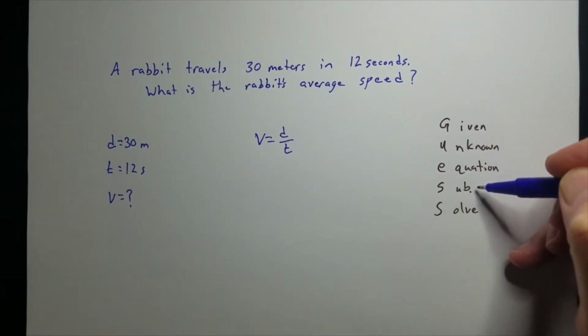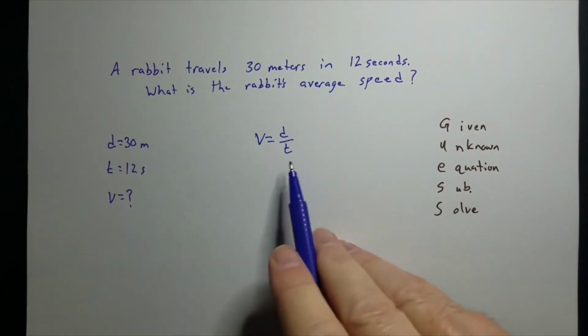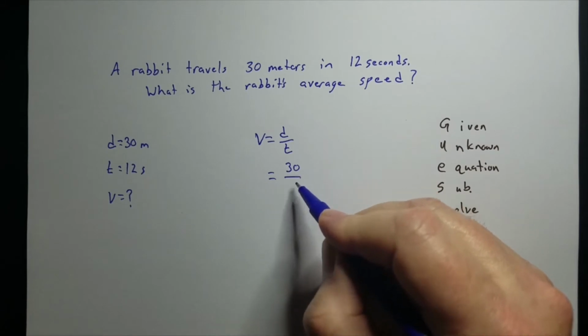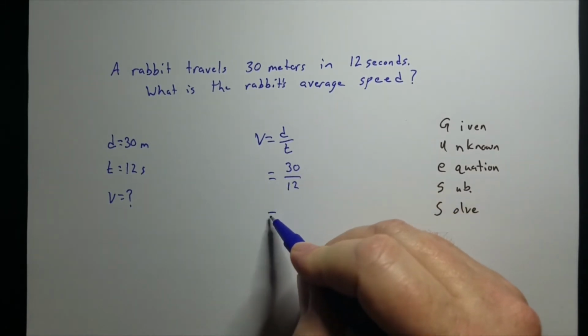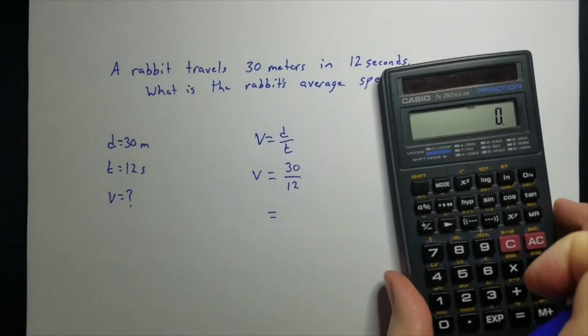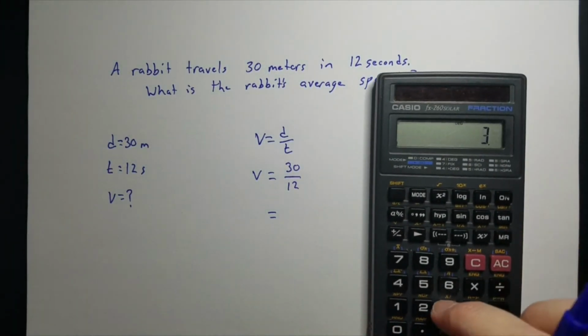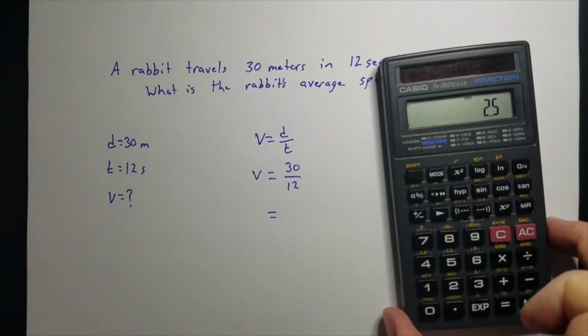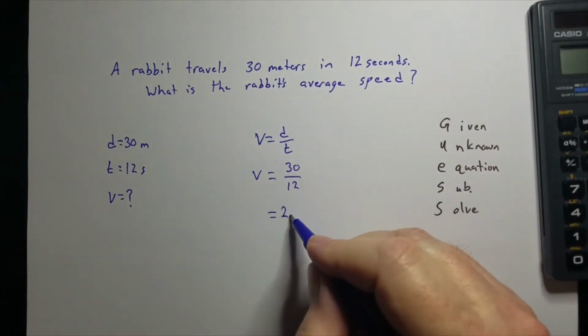Next thing we want to do is substitute. So plug in these numbers where they go in the equation. So d is 30, t is 12. So now we just have to solve. If I type this in, 30 divided by 12, we get 2.5.